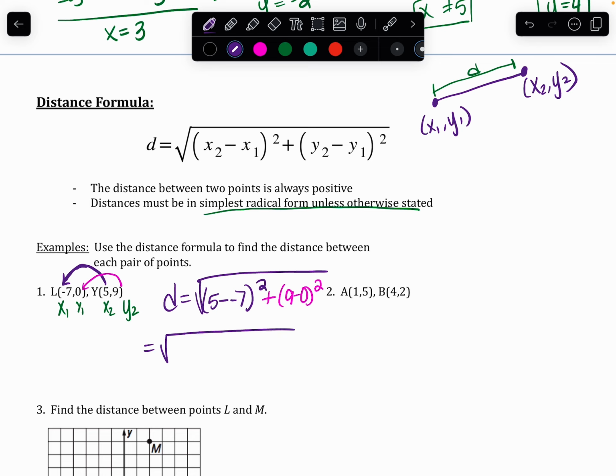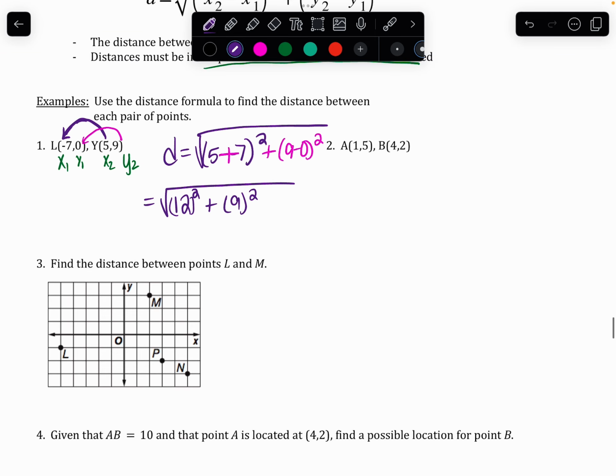So it's going to be the square root. 5 minus negative 7 is going to be the same thing as 5 plus 7, which is 12. So you're going to get 12 squared plus, I'll leave it in parentheses, 9 squared. And then you're going to take the square root. 12 squared is going to give you 144. 9 squared is going to give you 81.